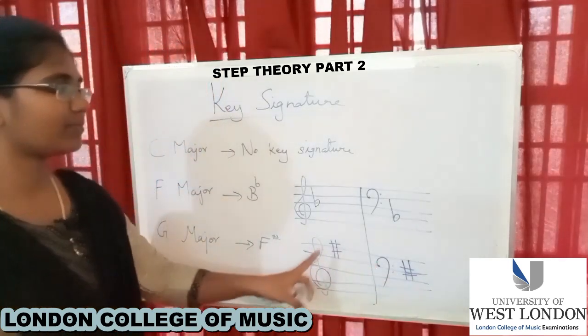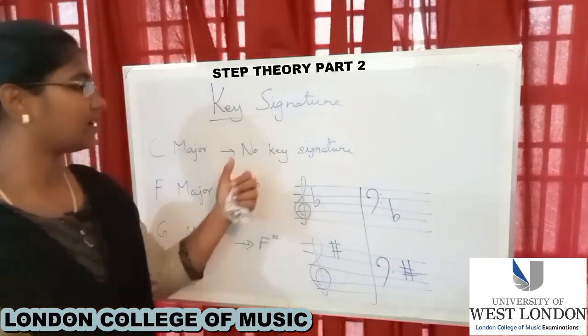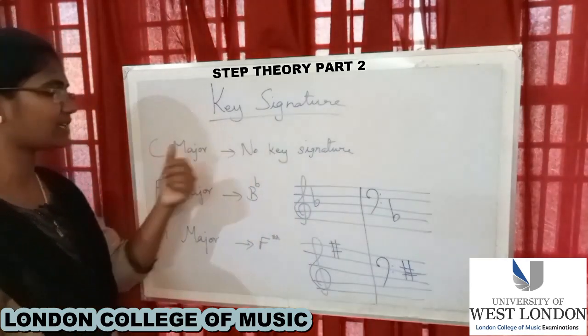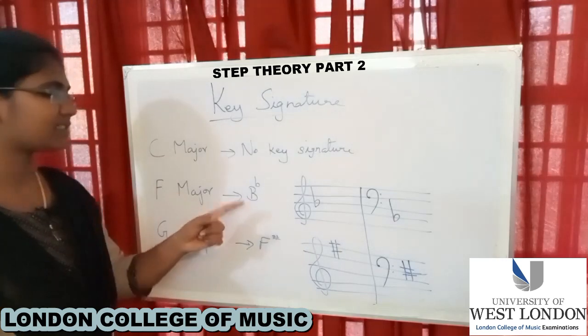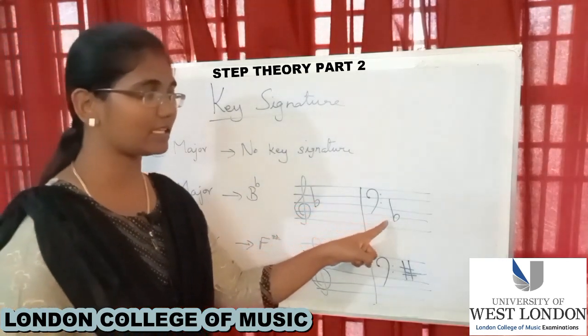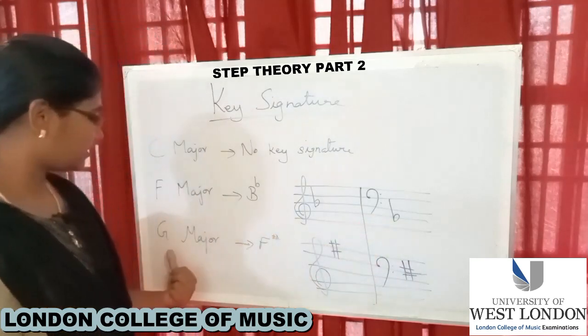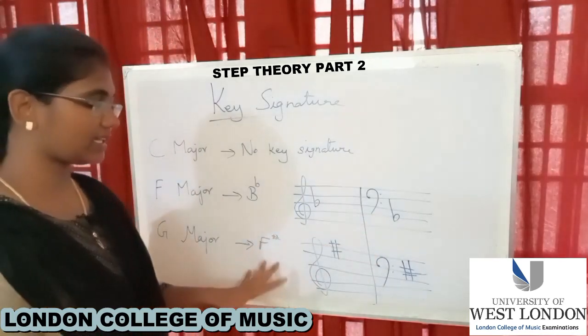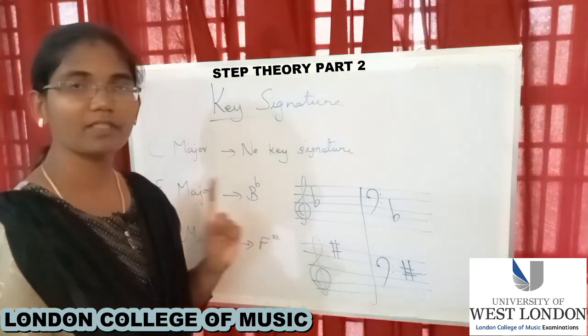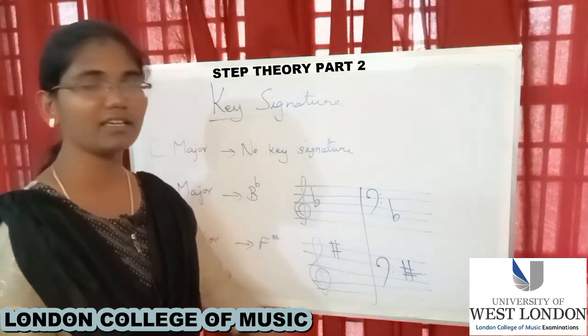This is very, very important. These are all the key signatures of the particular major. Understand this clearly. C major, no key signature. F major, B flat will be there. In the right hand it will be on the third line, and in the left hand it will be on the second line. In G major, F sharp will be there. F sharp is the key signature of G major. In the right hand it will be on the fifth line. In the left hand it will be on the fourth line.